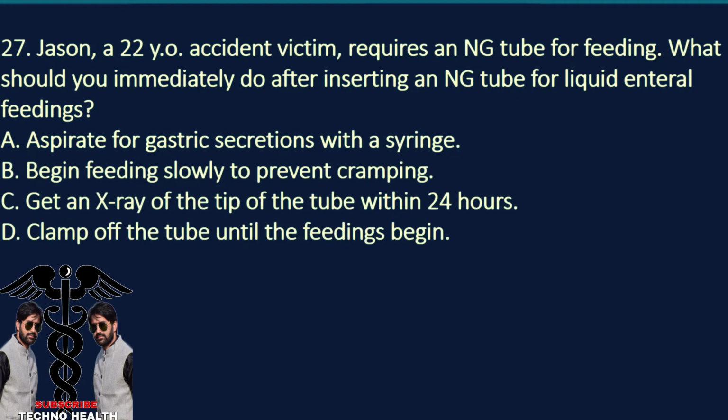Question 27. Jason, a 22-year-old accident victim, requires an NG tube for feeding. What should you immediately do after inserting an NG tube for liquid enteral feedings? A. Aspirate for gastric secretions with a syringe. B. Begin feeding slowly to prevent cramping. C. Get an X-ray of the tip of the tube within 24 hours. D. Clamp off the tube until the feedings begin.